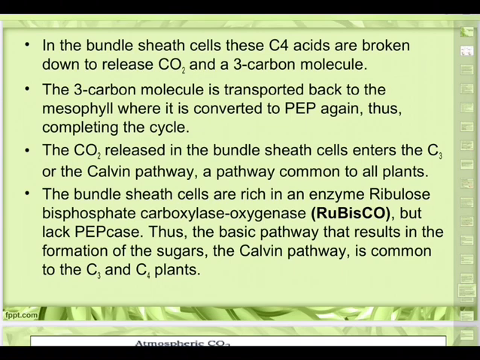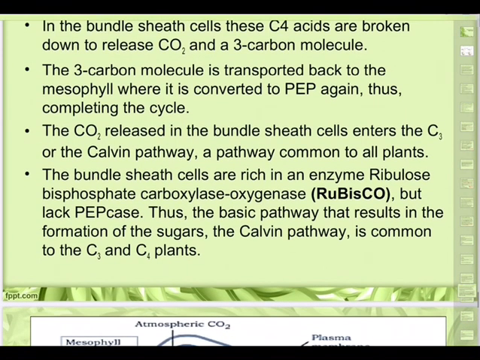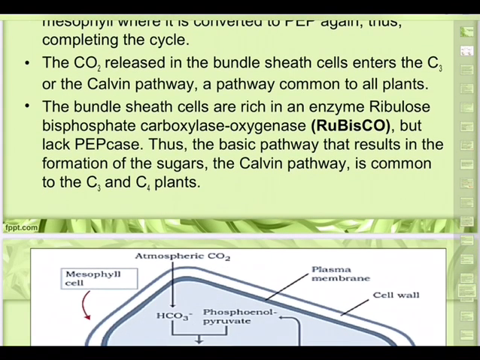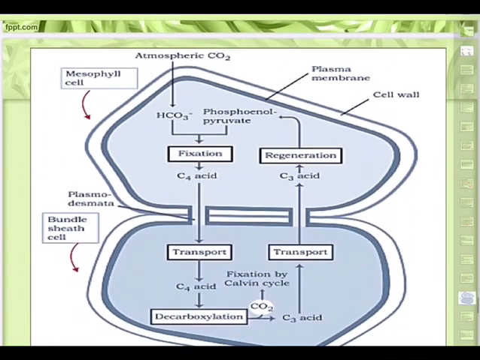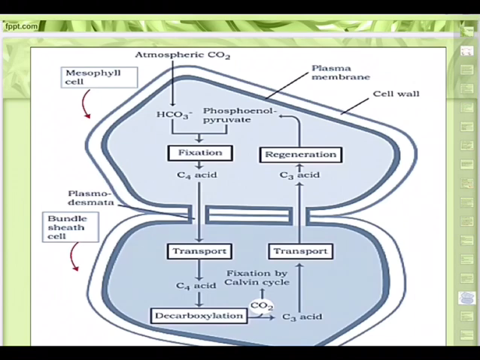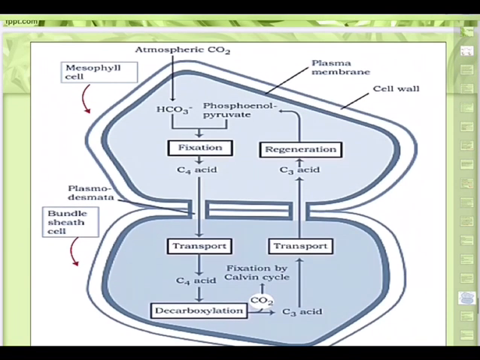So this is a cycle, and this cyclic thing keeps on happening. In bundle sheath cells, these are broken down to release CO2, and the 3-carbon molecule is transported back to the mesophyll, where it is converted to PEP, thus completing the cycle. The CO2 released in the bundle sheath cells enters the C3 or Calvin pathway. So the Calvin pathway is integrated in this Hatch-Slack pathway, a pathway common to all plants. The bundle sheath cells are rich in the enzyme Rubisco, ribulose bisphosphate carboxylase oxygenase, but lack PEPcase. Thus, the basic pathway that results in the formation of sugars, the Calvin pathway, is common to both C3 and C4. You can see here how this takes place between bundle sheath cells and mesophyll cells. And what is common here? You can see fixation in the Calvin cycle. This is common. So you understand that for both C3 and C4 plants, the Calvin cycle is a must.